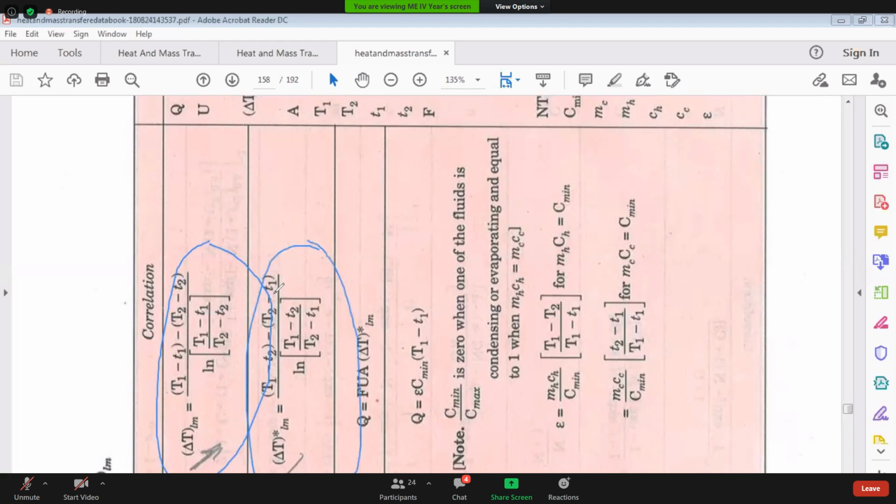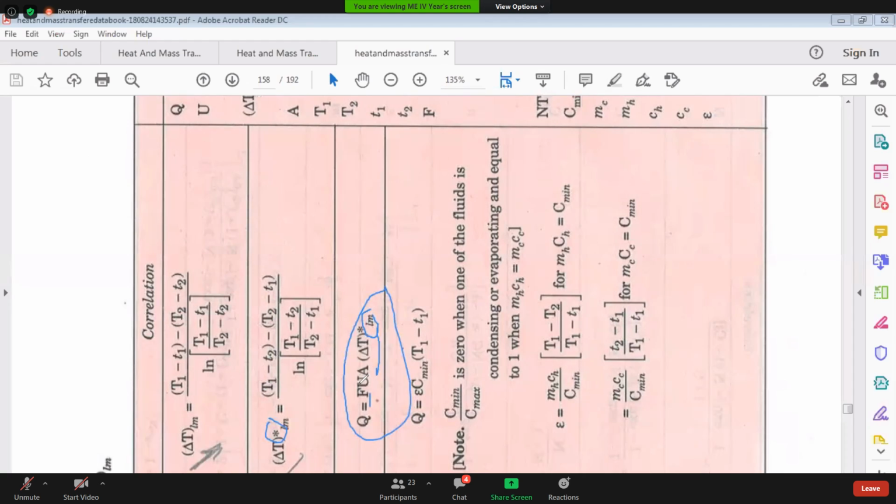the thing is the temperature difference. See here, capital T1 minus small t1. He used capital T for hot fluids and small t for cold fluids. So you can find the difference here, this here and here, right? So that is the thing. And for cross flow heat exchanger, F into U into area into LMTD of counter flow. The star indicates LMTD of counter flow.